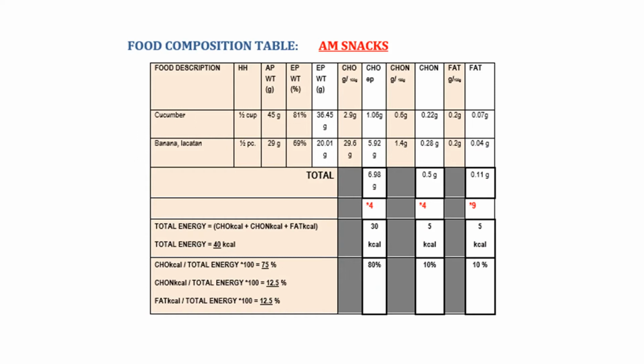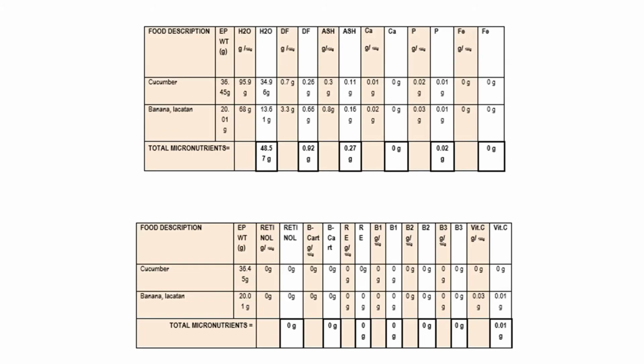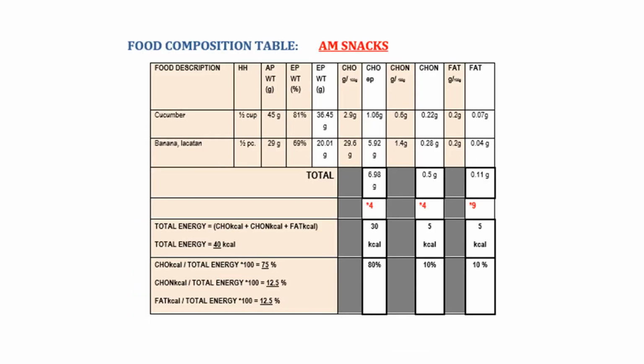We get the household measure and AP weight from the food exchange list tables, while for the EP weight, carbohydrate, protein, and fat, the rest come from this table. In getting their values, calculate their specific category using its formula. For computing the calories, carbohydrate and protein are multiplied by 4, and fat by 9.